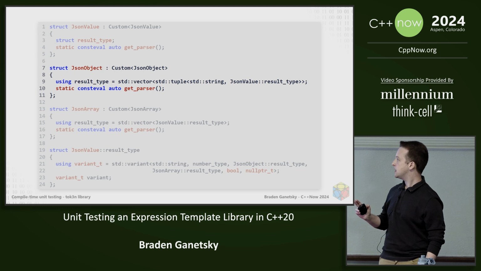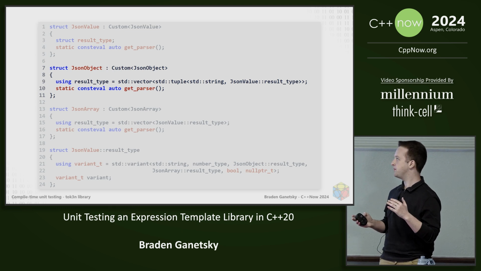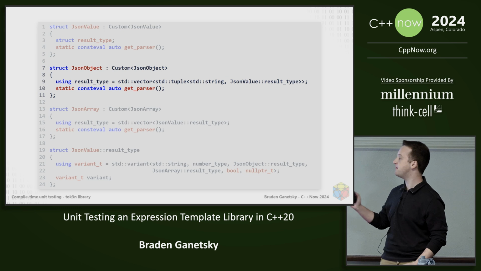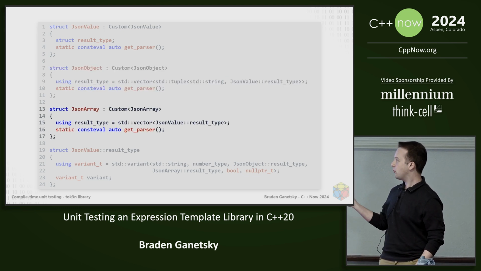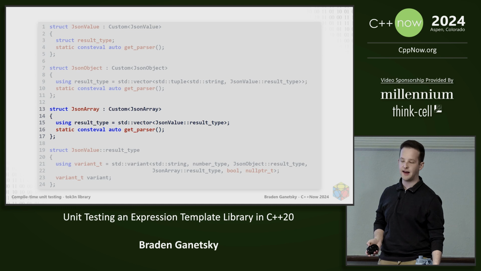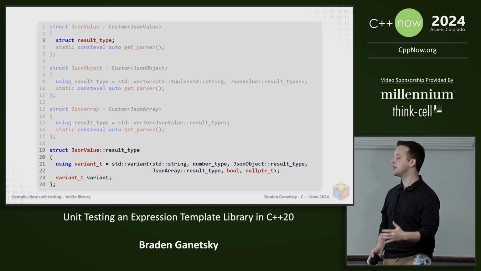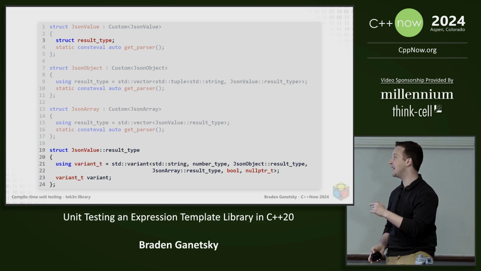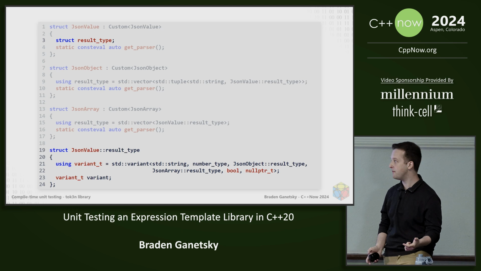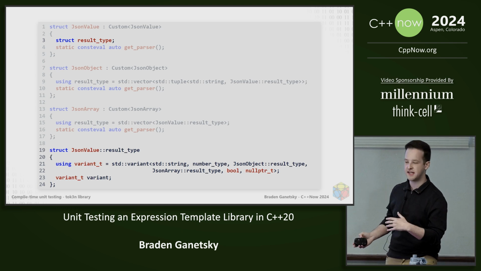For the object, the result type is, in general, a mapping from strings to values. So here I'm representing that as a vector of tuple of string and value. An array is a little bit simpler. It's just a vector of value. And then finally, I can define my JSON value result type, which depends on the result type of the object and the array. It just wraps a variant of those things.